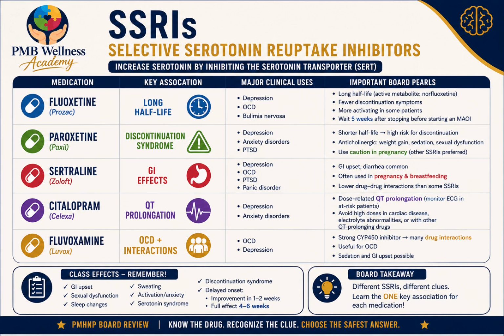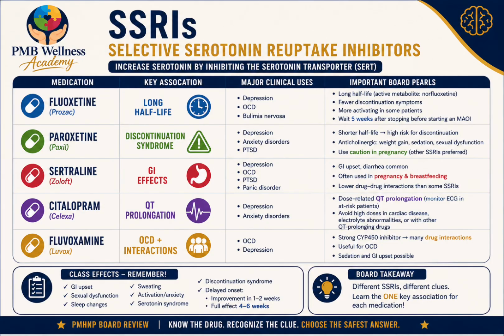Now we'll discuss citalopram or Celexa. Citalopram can be associated with QT prolongation. This effect is dose-dependent, so cardiac risk becomes particularly important at higher doses and in patients with other risk factors. Pay attention to patients with underlying cardiac disease, electrolyte abnormalities such as hypokalemia or hypomagnesemia, congenital long QT syndrome, or concurrent medications that also prolong the QT interval. If a board question gives you an SSRI and specifically draws your attention to an ECG or QT interval, think citalopram.